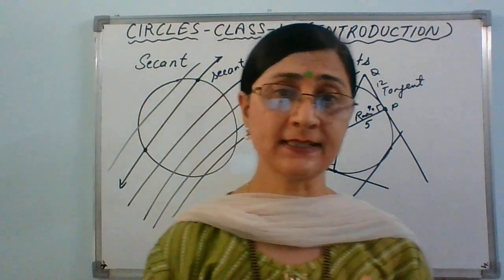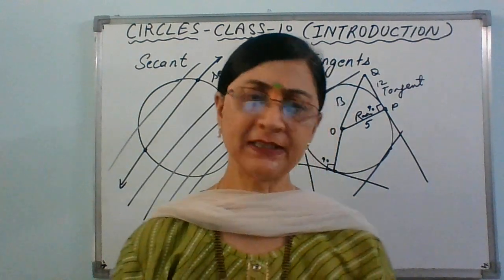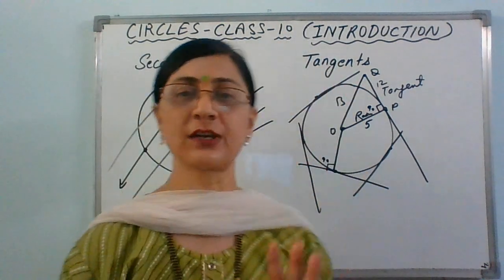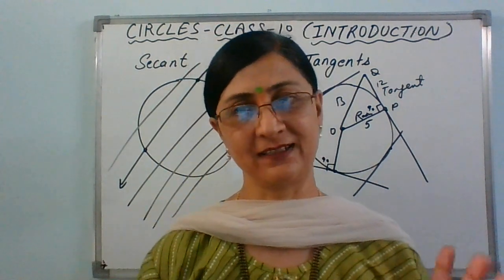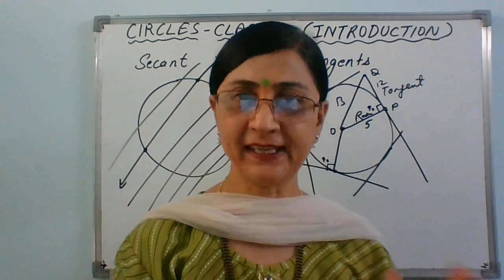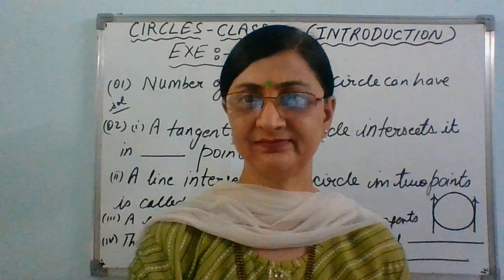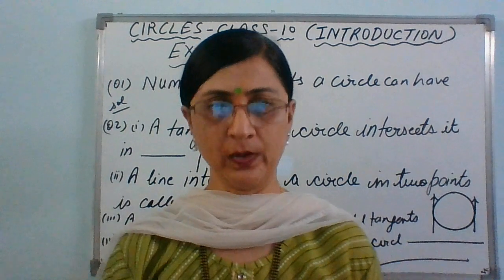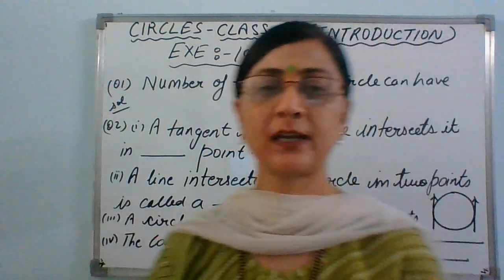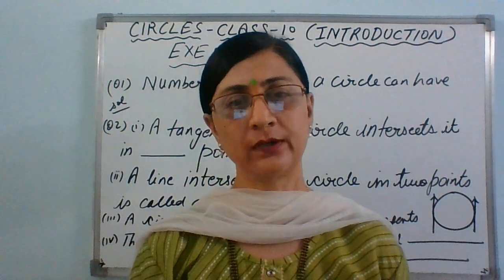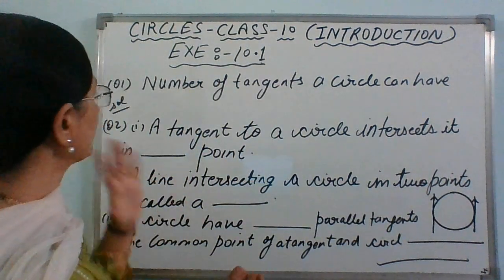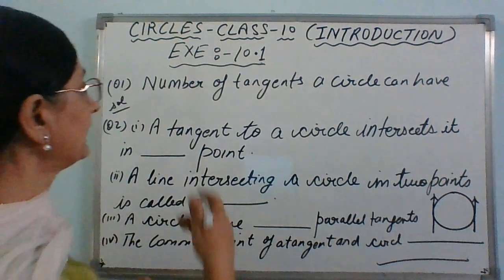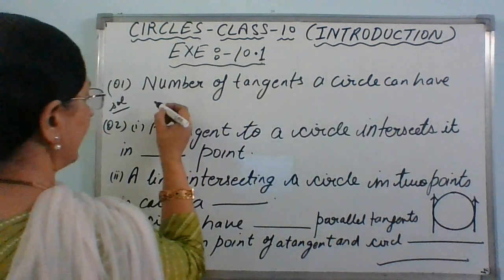So the first exercise is only multiple choice questions or blanks, related to the introduction of circles for class 10th. Okay, so now let us do exercise 10.1. 10.1 is just the introduction, some one word answers or blanks. The first question is: the number of tangents a circle can have. How many tangents can a circle have?